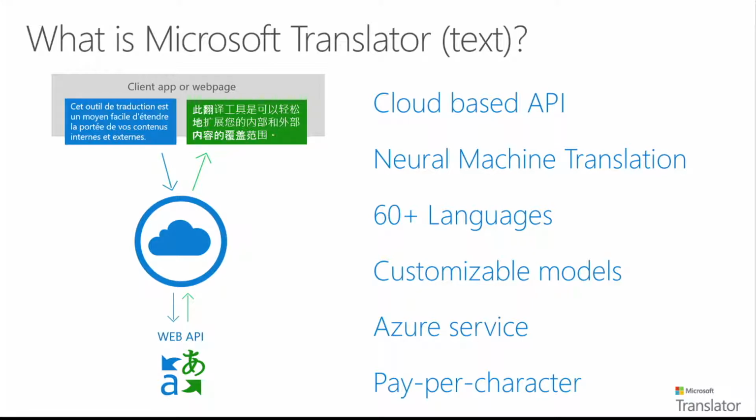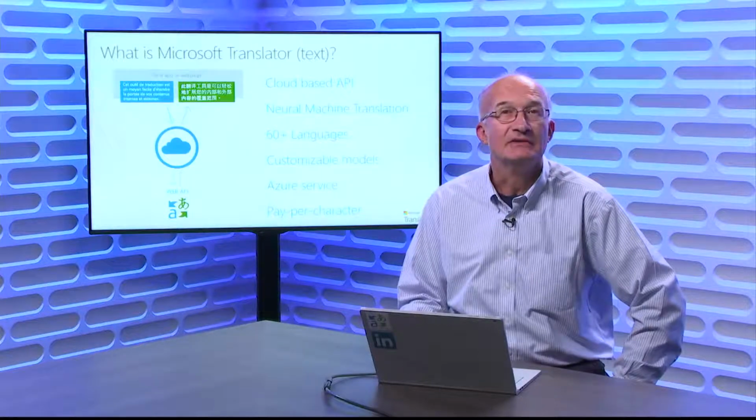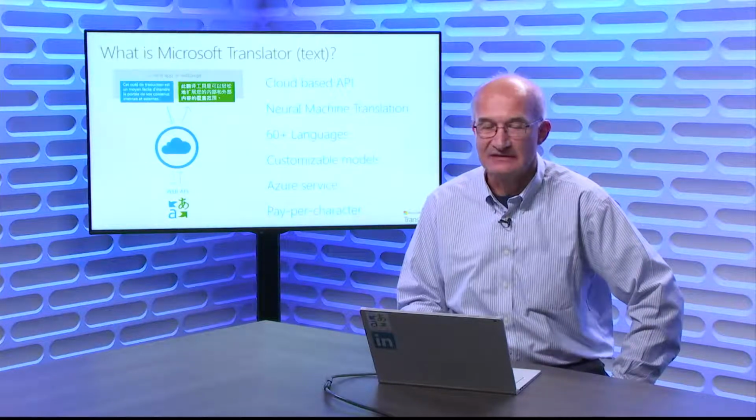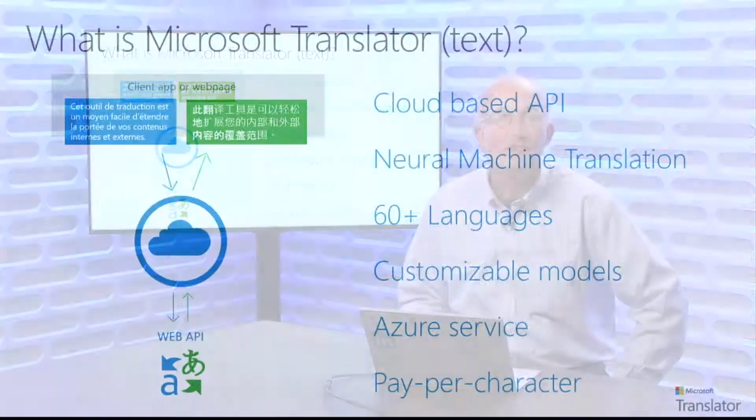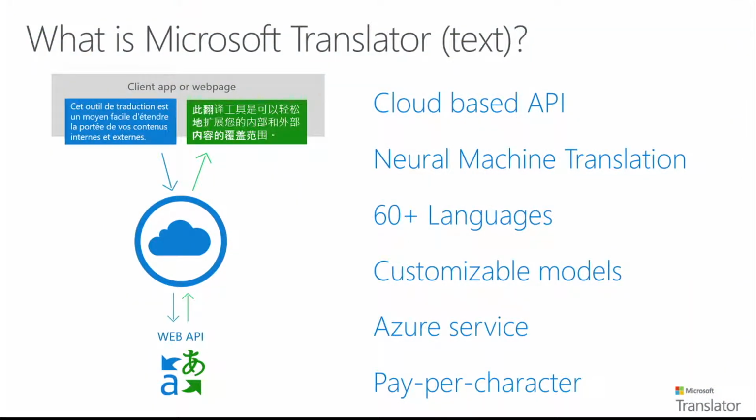What is Microsoft Translator? It's a cloud-based API. It offers the newest technology in machine translation, the neural machine translation technology. It covers more than 60 languages. You can translate any of these 60 languages to any other of these more than 60 languages. It offers extensible customization. You can customize the system to the terminology and style that your enterprise or your application scenario requires.